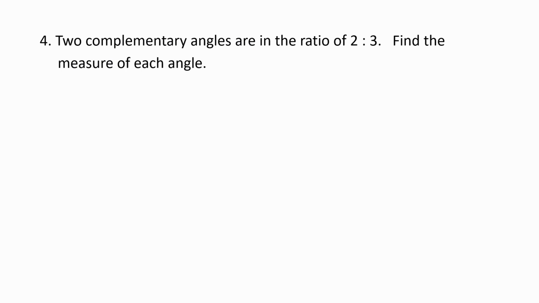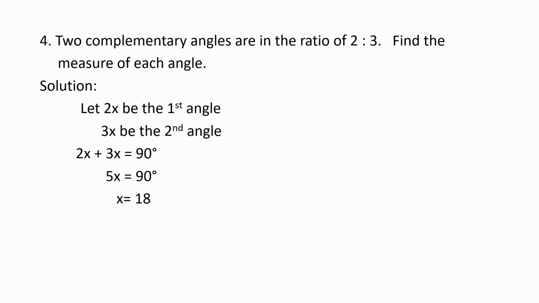Okay, number 4. Two complementary angles are in the ratio of 2:3. Find the measure of each angle. So for the solution, we will let 2x be the first angle. Where did we get 2? From the given 2. And then we will just represent x for the unknown measure. Then 3x, from the given 3, will be the second angle.